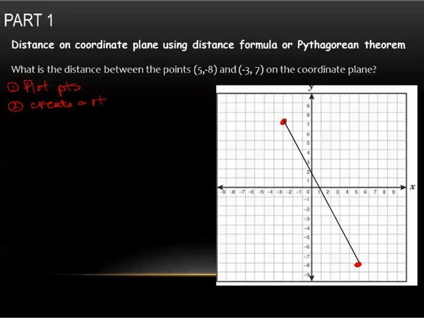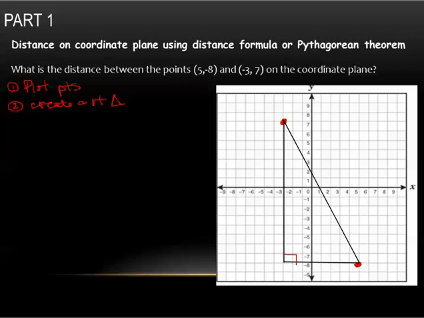Create a right triangle. All right, well, the way I do that is I come in, making sure I'm on the right line. There we go. Ta-da! I created a right triangle right there.